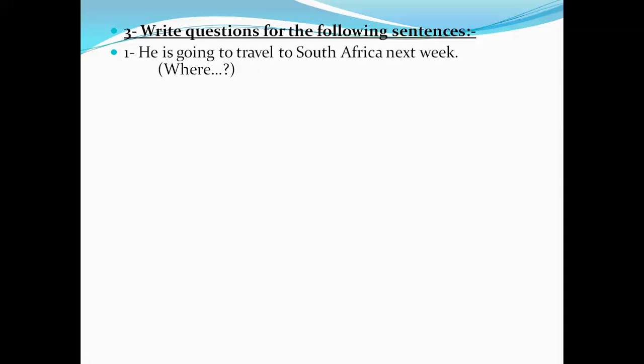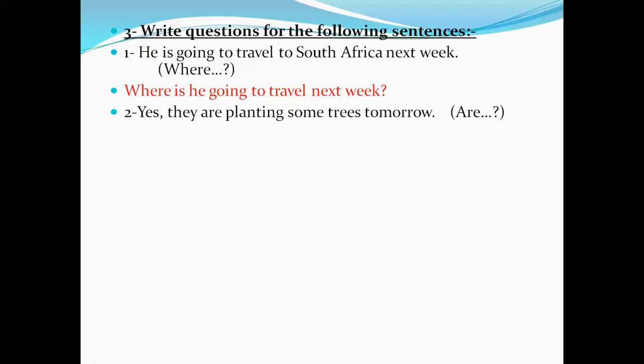Now, let's move to question number 3. Write questions for the following sentences. He's going to travel to South Africa next week. Use where. The answer, where is he going to travel next week? Number 2. Yes, they are planting some trees tomorrow. Use are. The answer, are they planting any trees tomorrow?